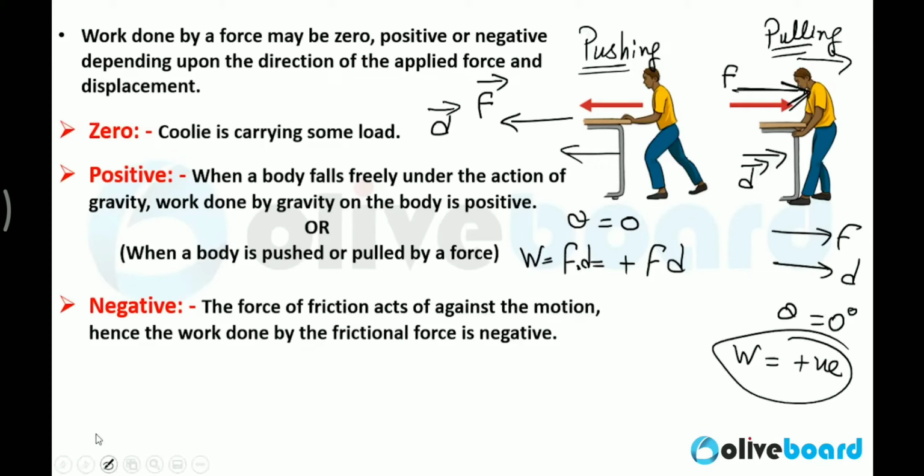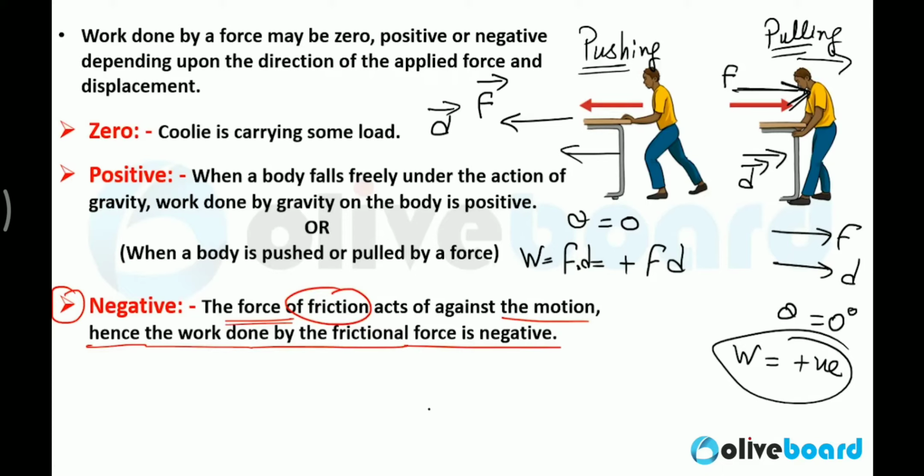And what is the last condition, the condition for negative work done? The force of friction acts opposite to the motion, hence the work done by the frictional force is negative. Hence the work done by the frictional force is negative. You have to remember one thing: the force of friction always does negative work. Always negative work. How can you explain this?